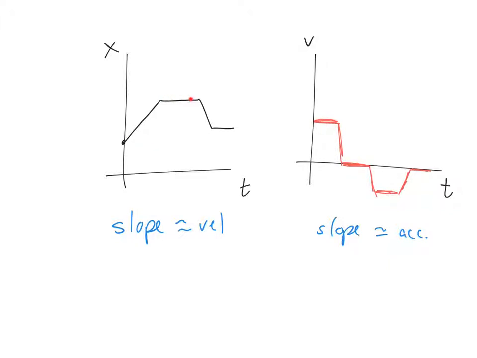This is a slope of 0, no acceleration. Slope of 0 means no velocity. Because think about it, this is position. This means I'm moving away at a steady pace, which is a constant velocity.